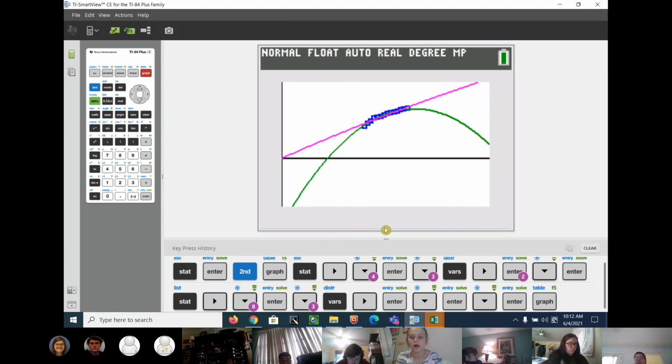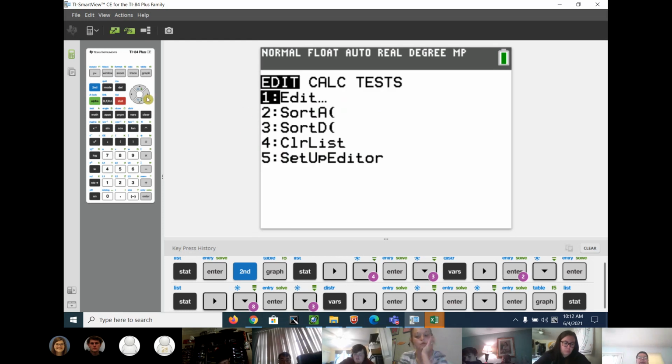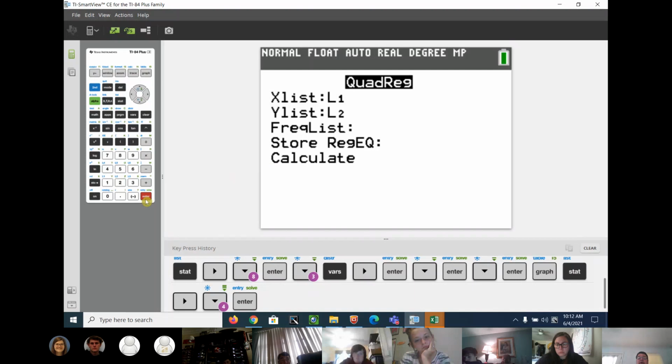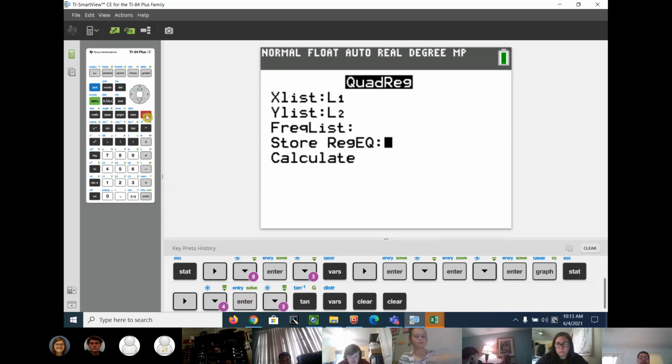Now I'm going to go through it again when we do the problem, but I wanted to show you that. In the stat, calculate, when you type in your two lines, let's say quadratic, go down to store regression equation, hit vars. Oh, I hit the wrong button. Now it's messed up. Let me just get out of it. Second, quit.